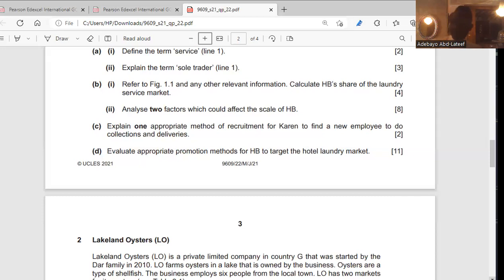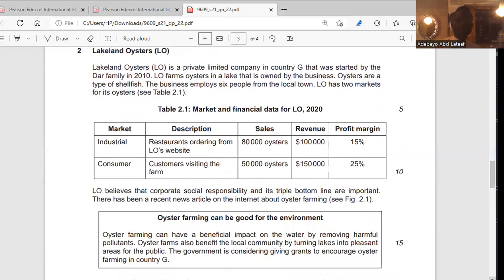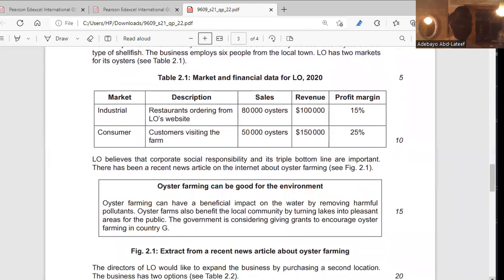Lakeland Oysters. Lakeland Oysters is a private limited company in Country G that was started by the Dar family in 2010. LO farms oysters in a lake that is owned by the business. Oysters are a type of shellfish. The business employs 6 people from the local town. LO has 2 markets for its oysters.